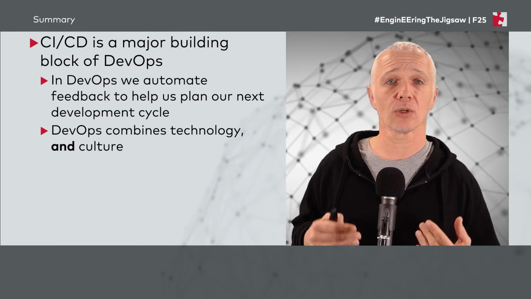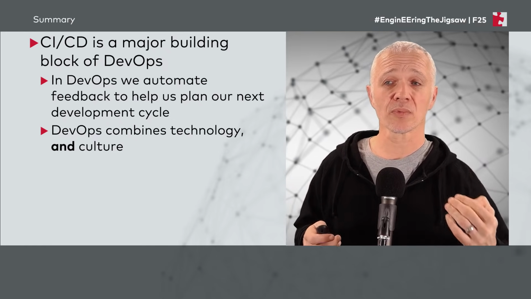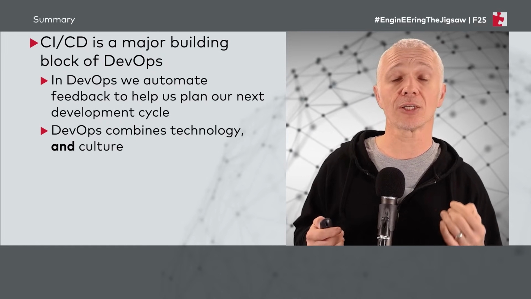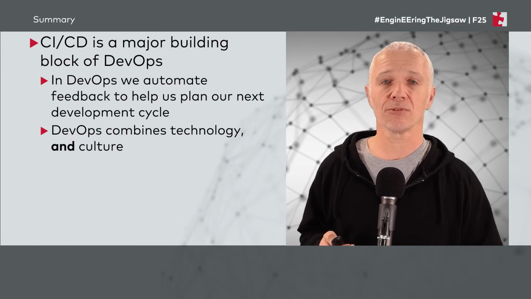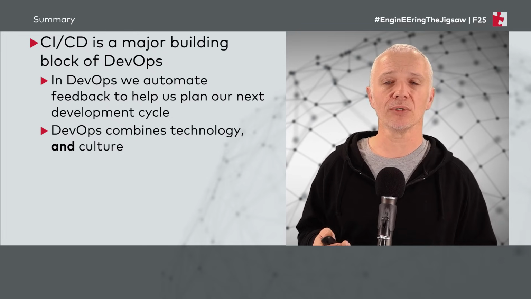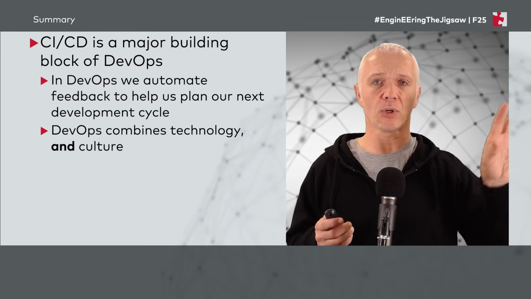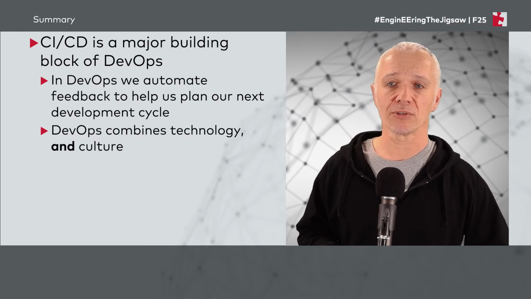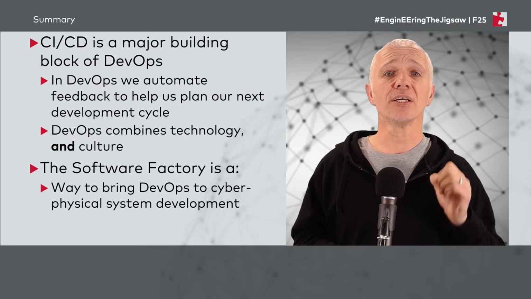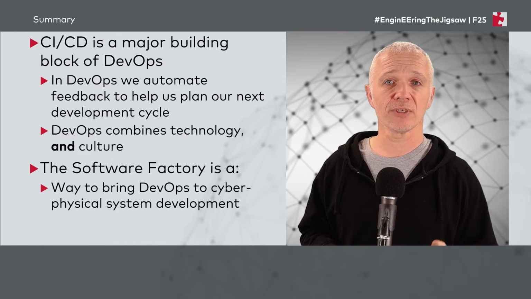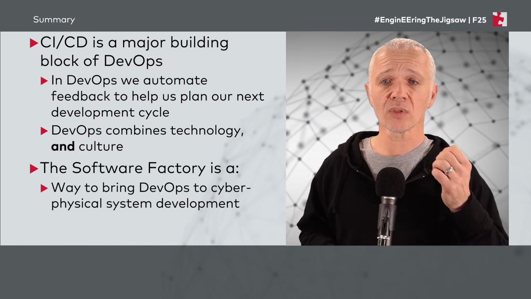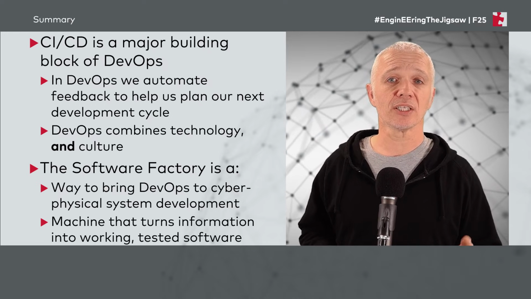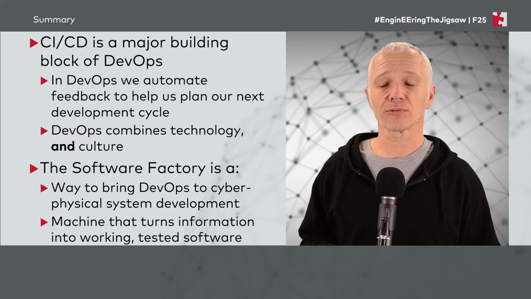We have to have the technology and also that culture, that mutual desire for collaboration, the continuous improvement, and also the shared responsibility. Everybody has responsibility. We can't just say, oh, that's Bob's or Ranjit's job. We are all responsible in a DevOps environment. And the Software Factory is a way to bring DevOps to cyber-physical system development. And fundamentally, it is a machine that turns information into working, fully tested software.